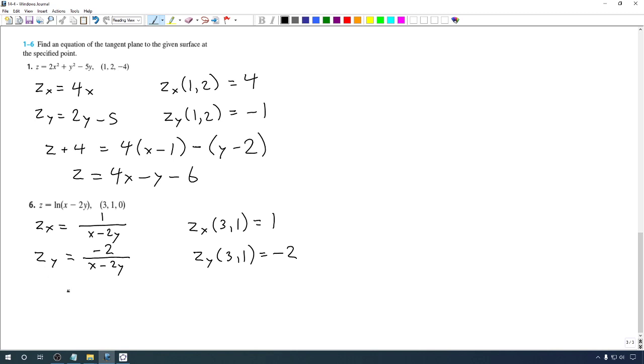We can go ahead and then plug those into our formula. We have z minus z naught, but z naught here is a 0, is equal to 1, the x derivative, times x minus x naught, which is 3 this time. We have plus the y derivative, times y minus y naught, which is a 1. And then, of course, we can go ahead and simplify this if we prefer. We have x minus 2y, and then the negative 3 and a plus 2 gives a negative 1.